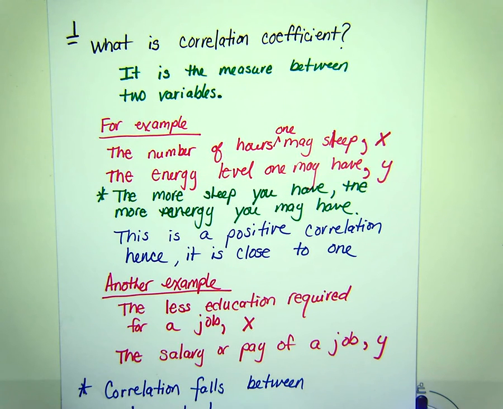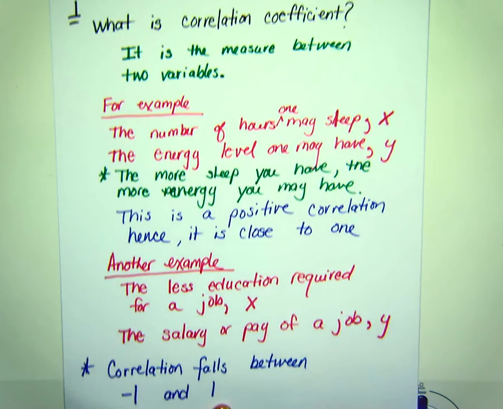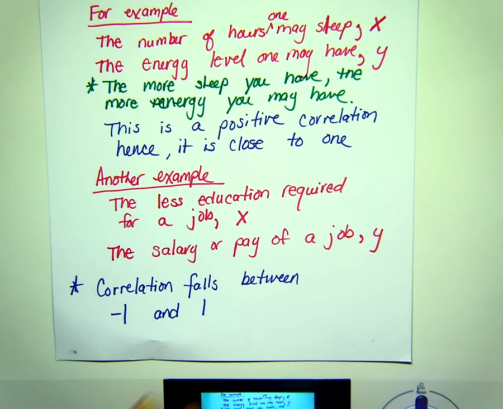Another example is the less education required for a particular job. That means the salary or the pay of the job is actually going to be affected in some form or fashion. That's another example of a relationship. So the more education one's supposed to have, the more money you're supposed to get paid. Correlation itself falls between 1 and negative 1. It would never be 0 because that would not include an actual relationship.